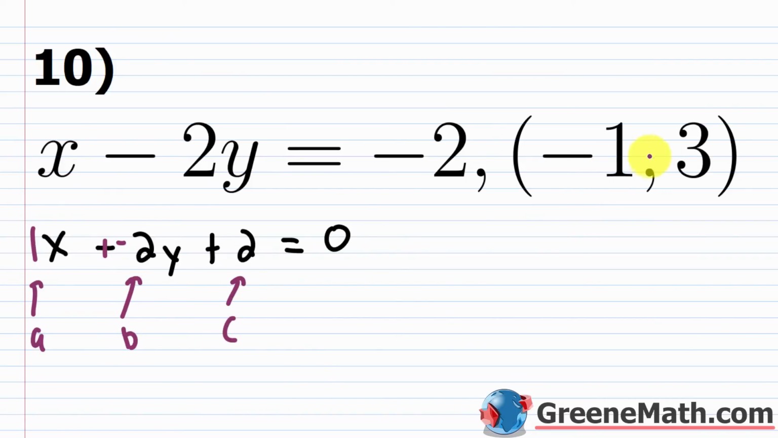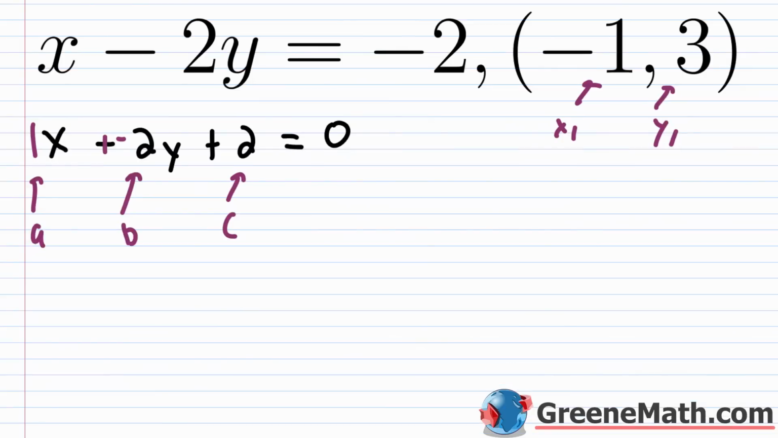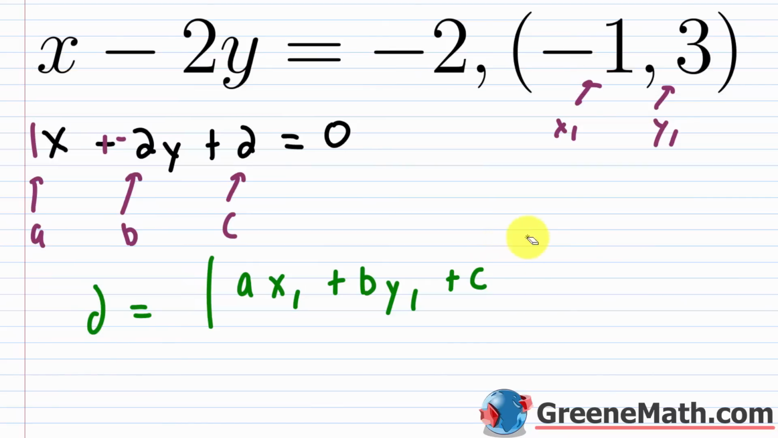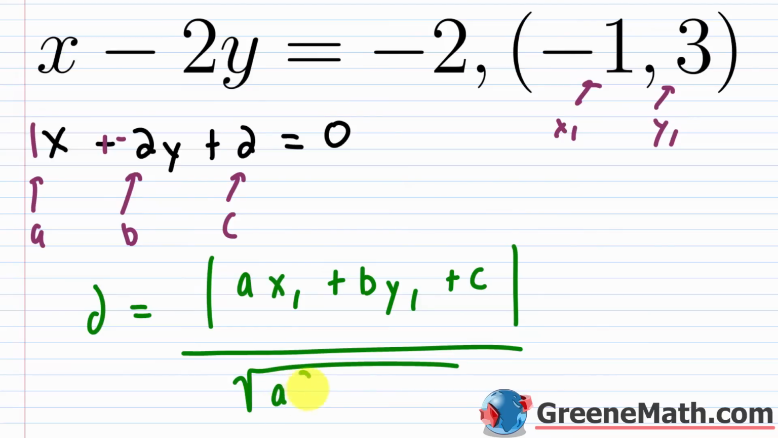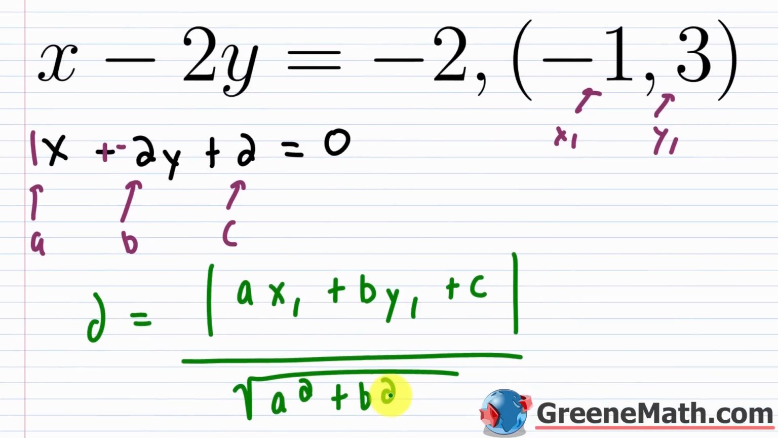And then over here, this point that you're given, negative 1 comma 3, this is your x sub 1, and this is your y sub 1. So just plug into the formula. Hopefully you didn't forget it. So the distance is equal to the absolute value of a x sub 1 plus b y sub 1 plus c, over the square root of a squared plus b squared. So let's just plug in.